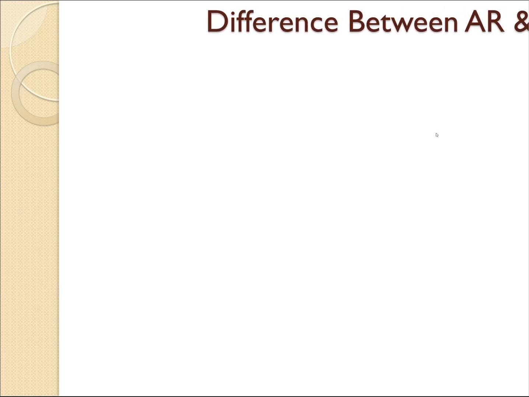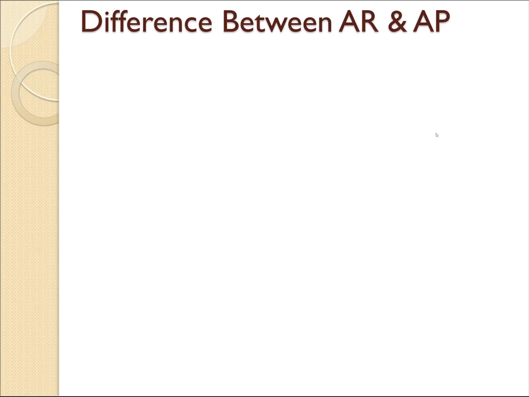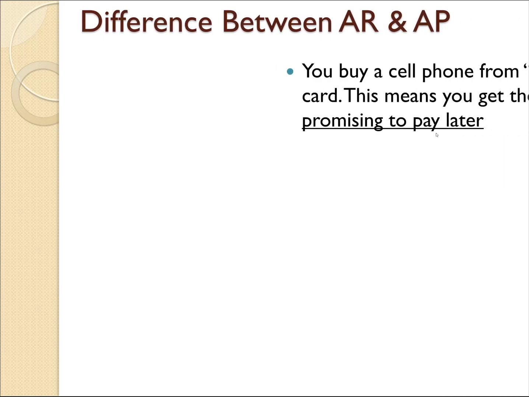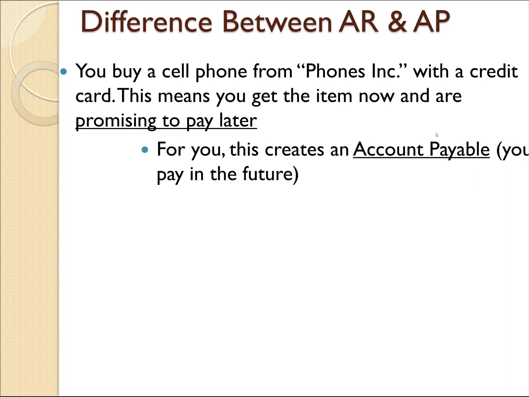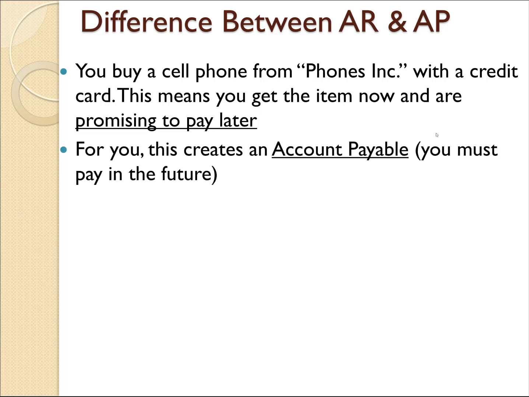So now let's do one more contrast between AR and AP. Let's say you buy a cell phone from a company creatively called Phones Incorporated, and you pay for it with a credit card. So this means you get the item now and are promising to pay later. So you are buying on account. So how does that affect your AR or your AP? For you, this creates an accounts payable. You must pay in the future. And of course, we would also record the fact that we got a phone, an asset.